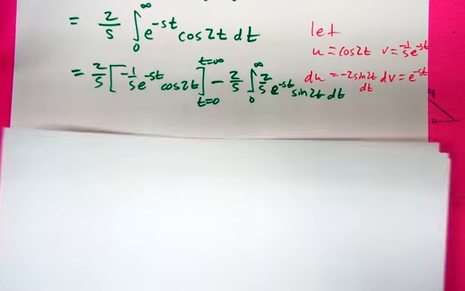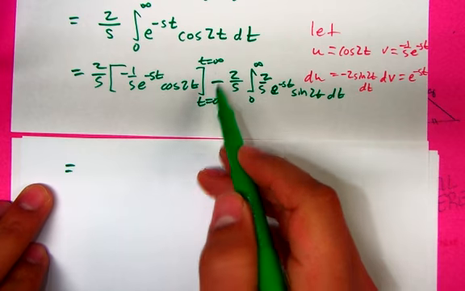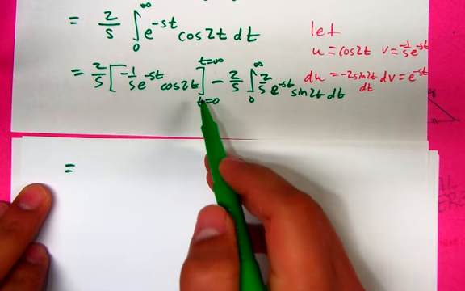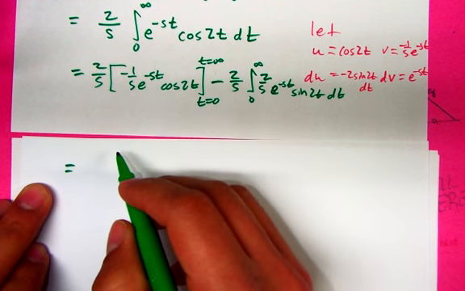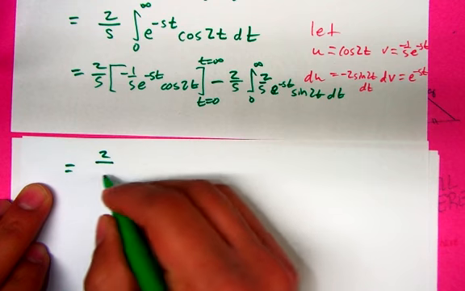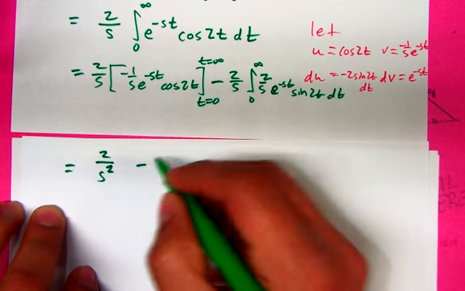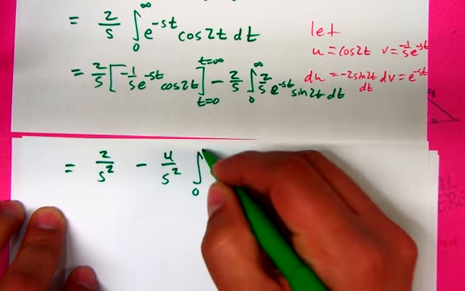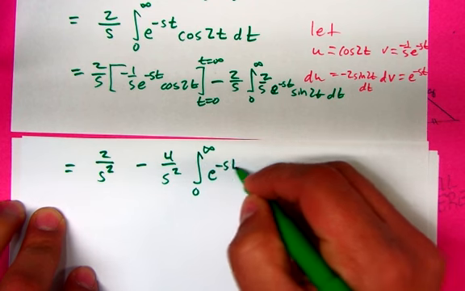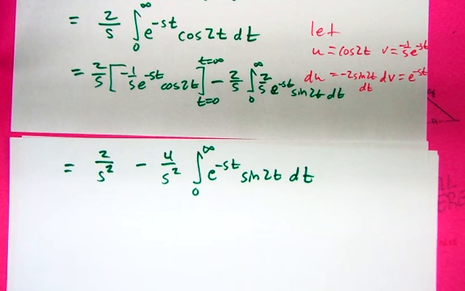So let's clean everything up. From the first term, the infinity part will cancel out when you take the limit because it'll go to 0. When you plug in 0, however, you're going to get a negative 2 over s squared, but we're subtracting, so 2 over s squared, minus, now I'm just going to clean this up, 4 over s squared times the integral from 0 to infinity of e to the minus st sine 2t dt. So we've gone in a complete circle.